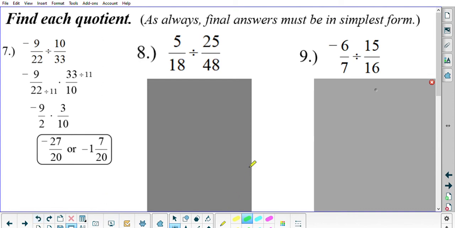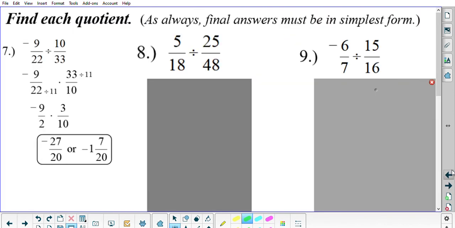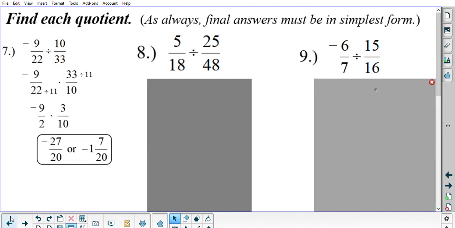All right, so what you should be doing now is 8, 9, and then also 10 and 11. Hit pause on the video, do those 4 problems on your own, then hit play when you're ready to see how you did. Okay, I hope you have done those 4 problems, 8, 9, 10, and 11. Let's see how you did. Pencils and erasers ready. Please fix any errors you might have made.